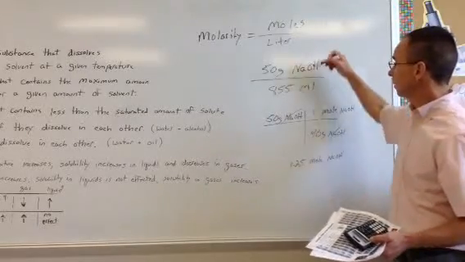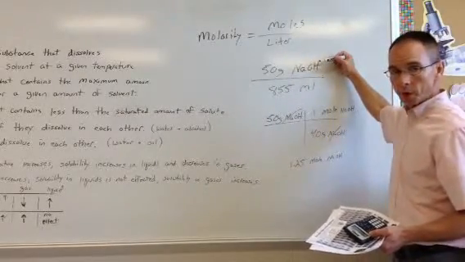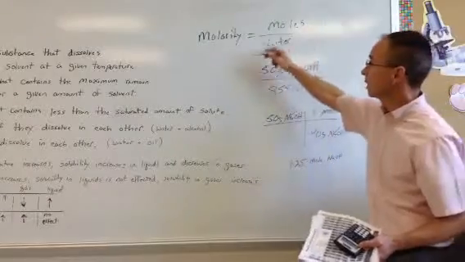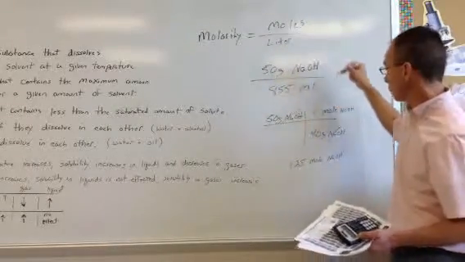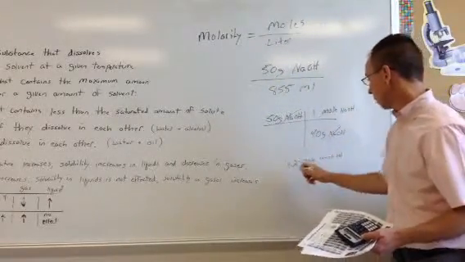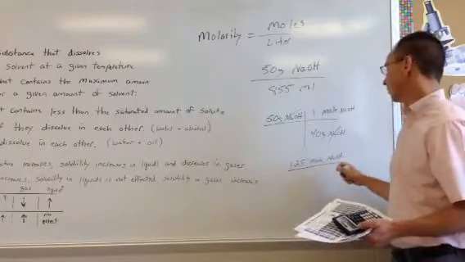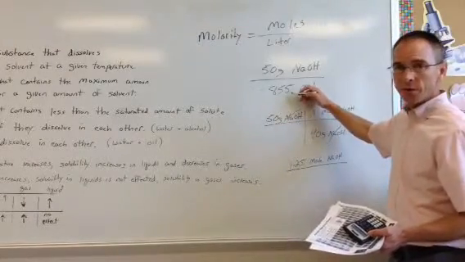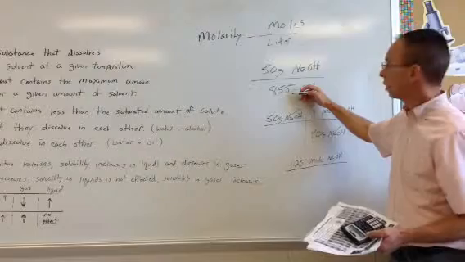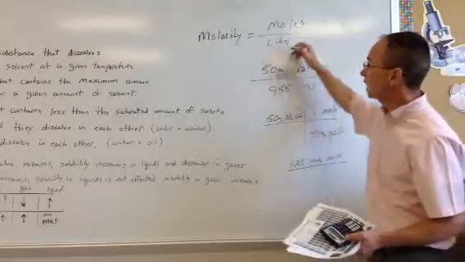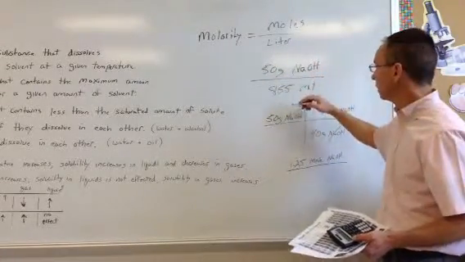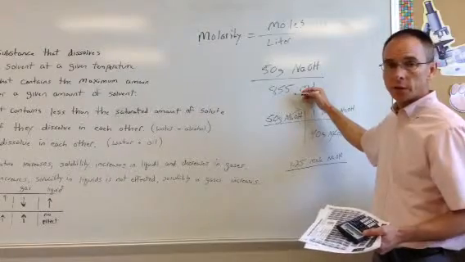Okay, that goes in my numerator. Because if they want to know molarity, I need to know moles, and they give it to me in grams, so I had to convert it. So I've got 1.25 moles of NaOH in 855 mLs of solution. Well, I need it in liters, and there are 1,000 milliliters in a liter.